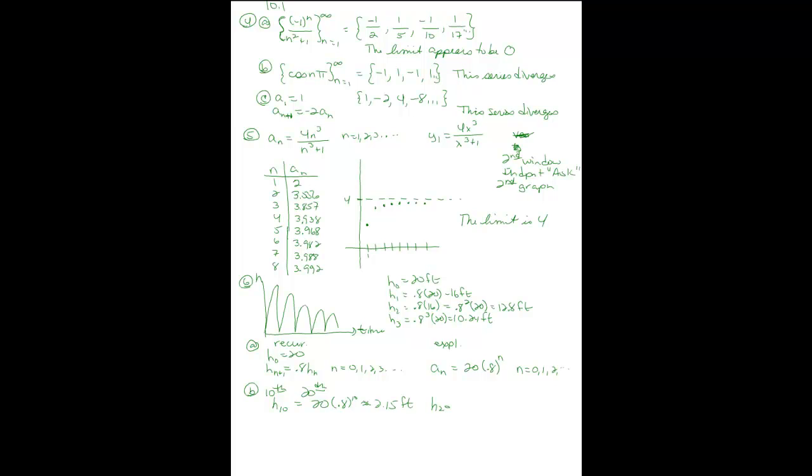And then h sub 20, same deal, 0.8 to the 20th, and we get 0.23 feet. And these are approximate answers. I've got to round them.